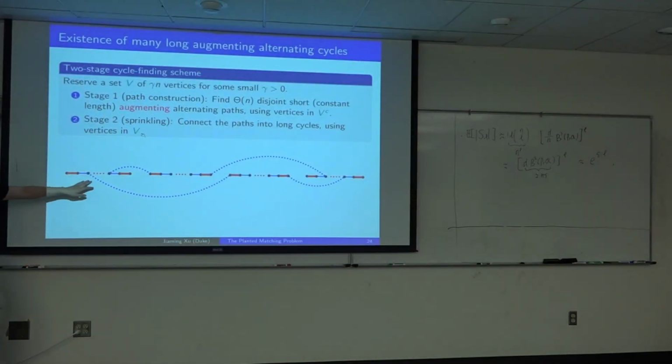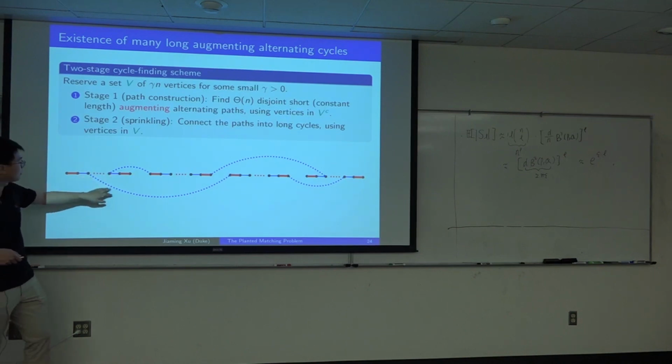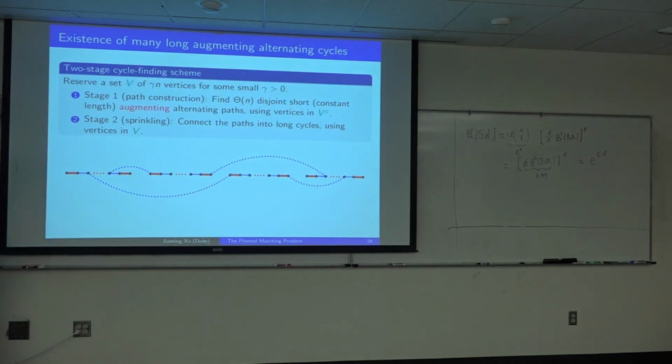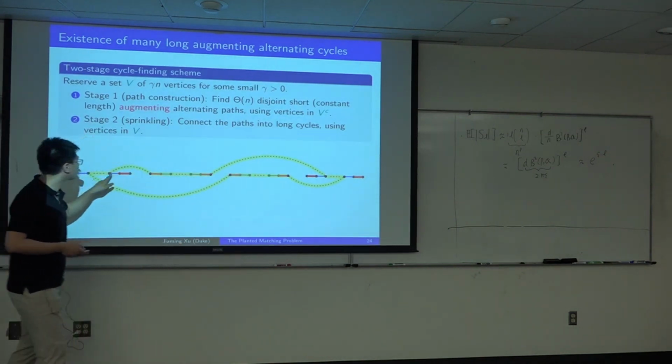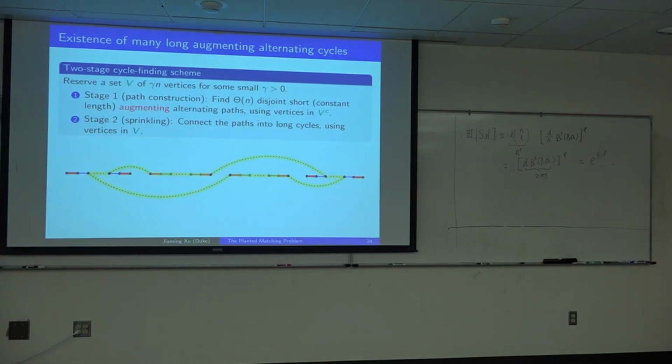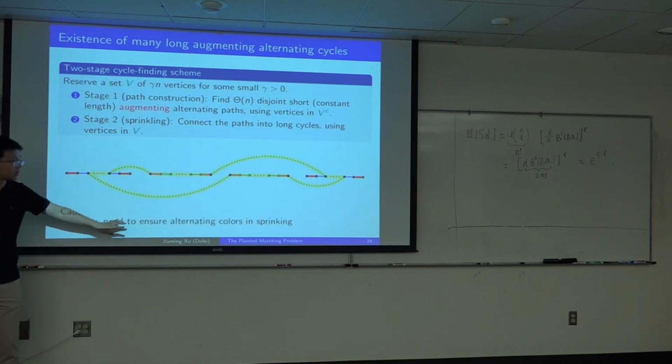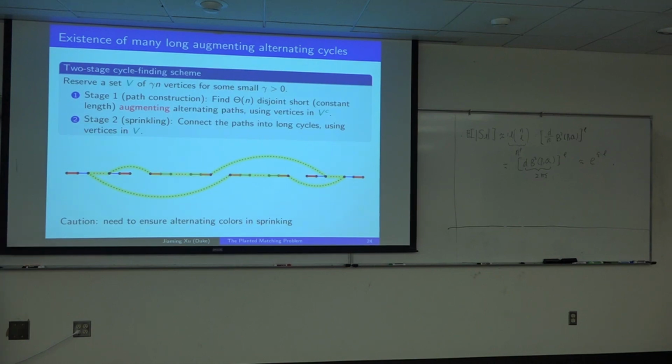Like for example, as I've shown here, this is just some visualization, but through some reserved vertices, you may be able to connect these different paths. And now if you can do this, then at least, for example, this one gives you one possible alternating path. Okay, but there are several caveats. The first thing is that you want to make sure they're still alternating in colors, right? You don't want to destroy that.